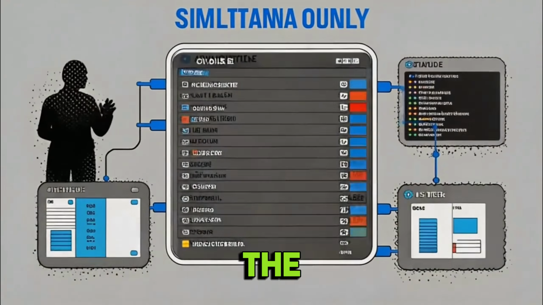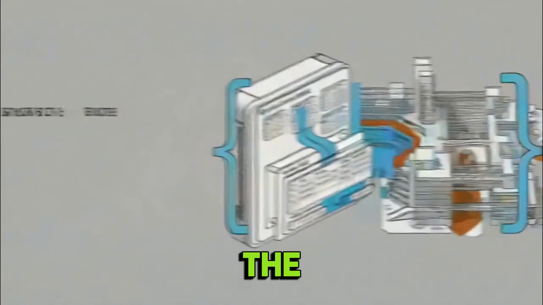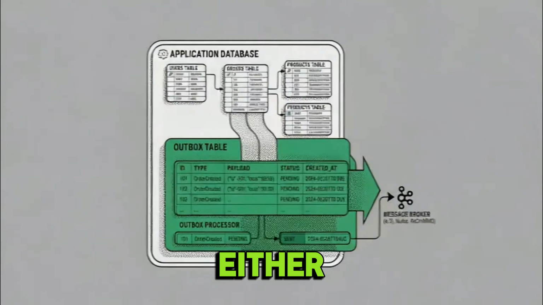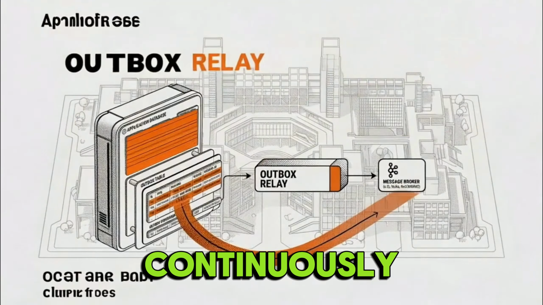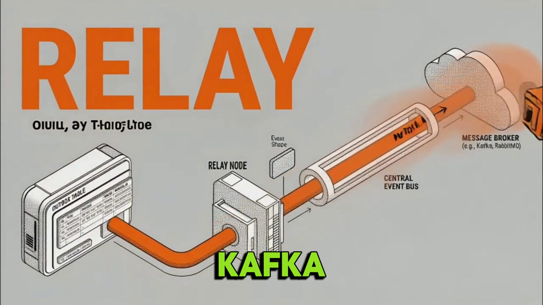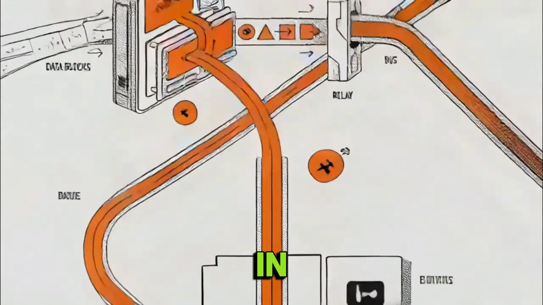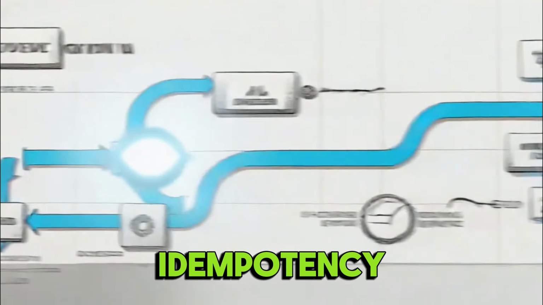The service writes the event to an outbox table in the same database transaction as the main data change. The event write and the data write are atomic. Either both succeed or neither does. A separate background process, called the outbox relay, continuously reads from the outbox table and publishes those events to Kafka. Every state change in the database eventually produces a corresponding event in Kafka. Guaranteed.